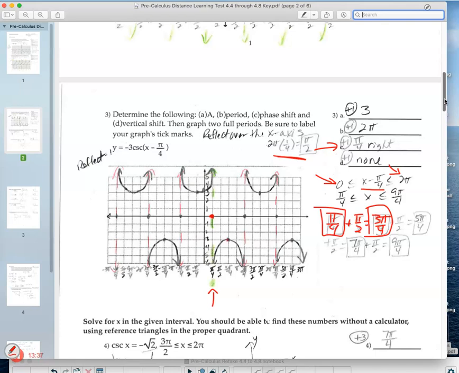So what was high is now going to be low. So here's my pi/4, there's my 3 pi/4, my 5 pi/4, my 7 pi/4, and then my 9 pi/4, and you follow the pattern backwards.